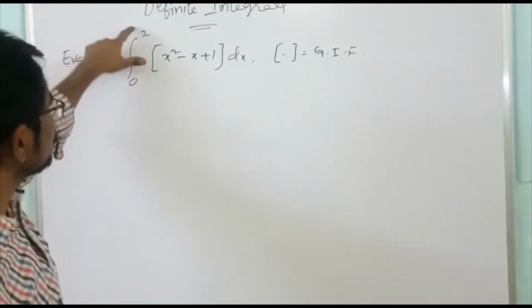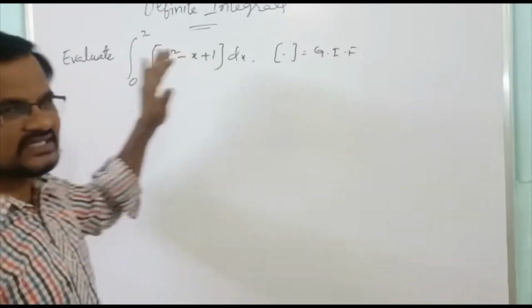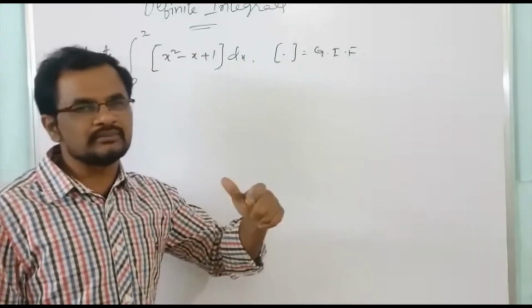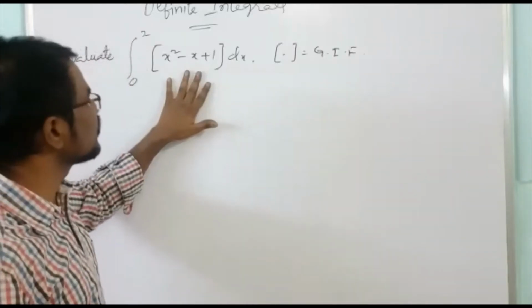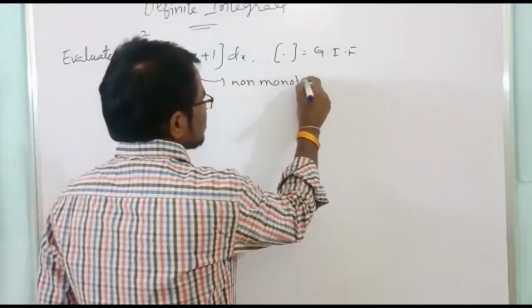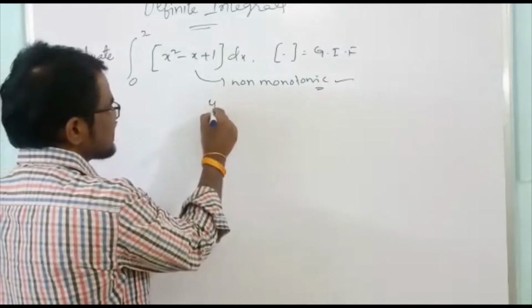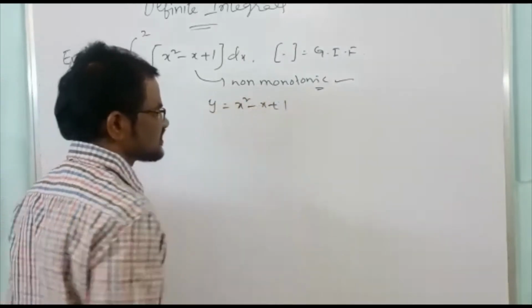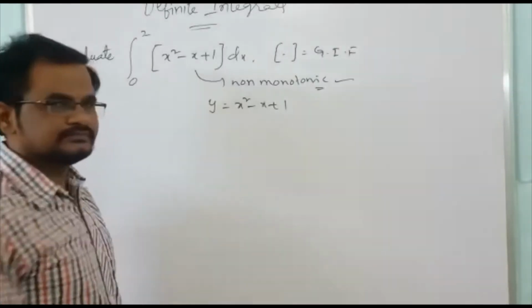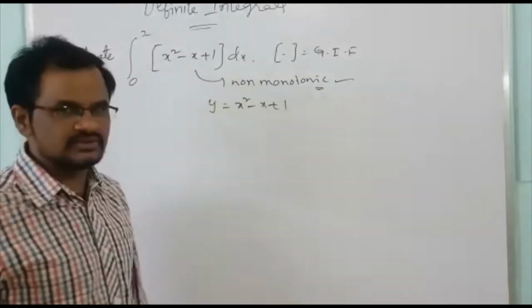See the second problem. The integral from 0 to 2 of the greatest integer of x squared minus x plus 1, dx. The previous one was an increasing function between -1 to 1, but this is a non-monotonic function, different from the previous one. So if you take this as y equals x squared minus x plus 1, clearly it is a parabola which opens upwards because the x squared coefficient is 1, which is positive.